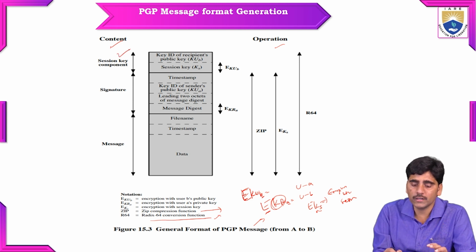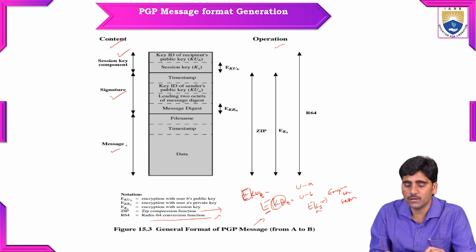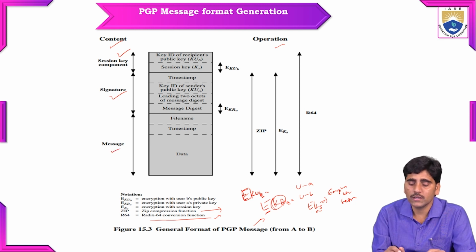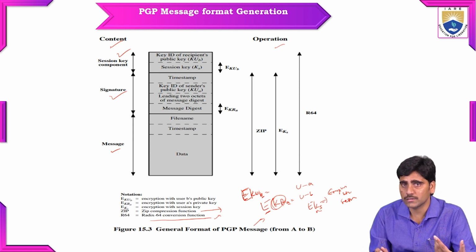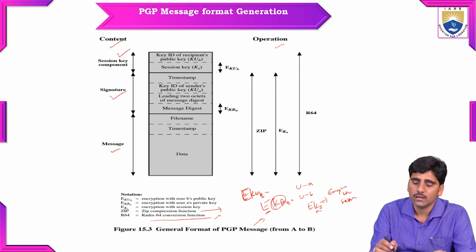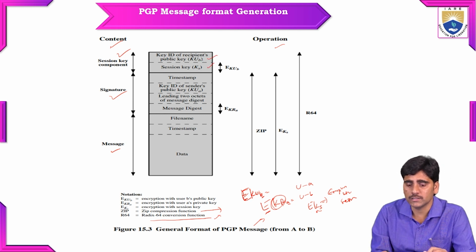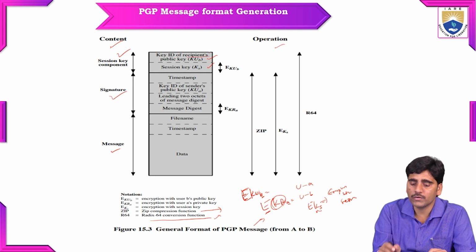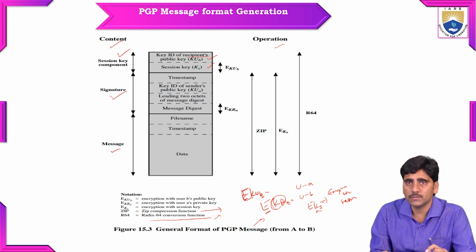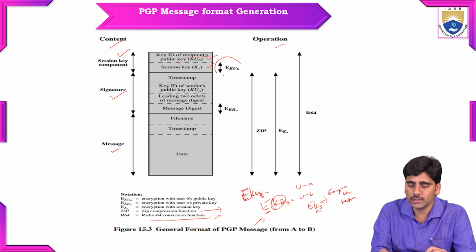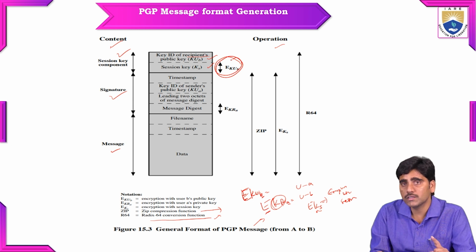Here the message format contains a session key component, then a signature, and then the message. The session key component is maintained with key IDs: each public key and the session key is maintained with key IDs, including the key ID of the recipient. So for the public key and for the session key, that indicates encryption with user B's public key.